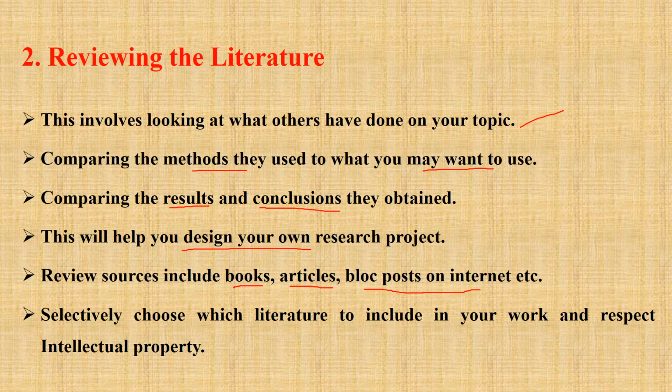Now when you have to do your literature review, you don't just go on the internet and copy everything that you see. So you have to selectively choose which literature to include in your work, and you should also respect intellectual property. What do we mean selectively choose which literature? Most students go on the internet, and because they have found some information under the topic they are working on, they just copy everything they see on the net and then put it on their project. Even what does not have a link with their project, they just add it.